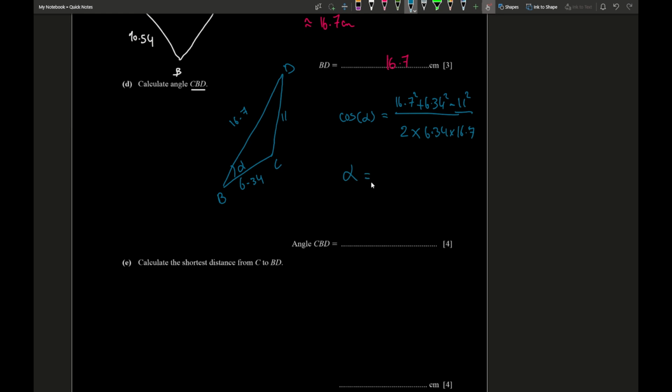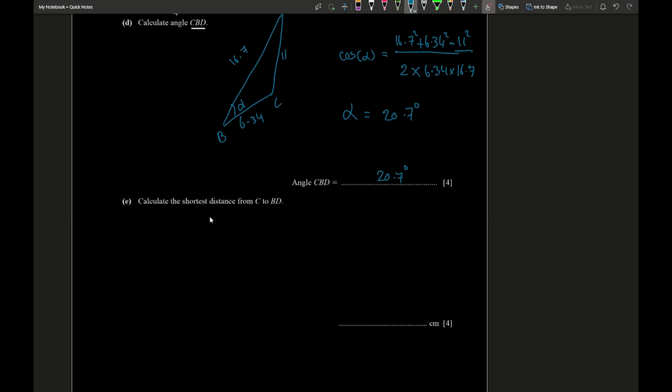So alpha would be equal to, let me put that down on my calculator. Alpha would be approximately equal to 20.7 degrees. Alhamdulillah. That was a long question. Now for part E. Let me just drink a sip of water. Okay. Calculate the shortest distance from C to BD.